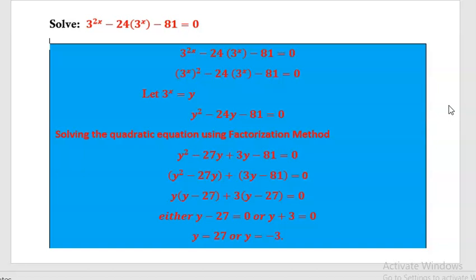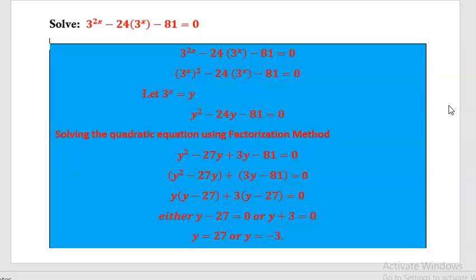So we are going to look for 2 factors, 2 values that when you add will give you minus 24, and when you multiply it will give you minus 81, not 81, minus 81. When you add the 2 numbers, it must give you minus 24, then when you multiply it, it must give you minus 81.